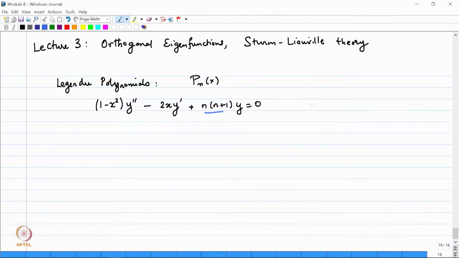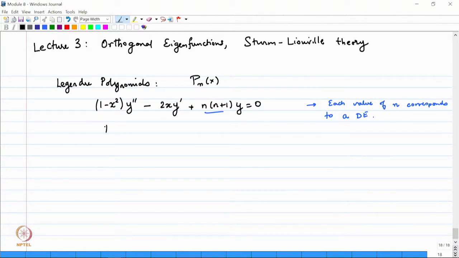Importantly, each value of n corresponds to a differential equation. And basically when you change your n, you get a new differential equation. But the nice thing is that the solutions of all these differential equations look very similar and they can be expressed in terms of these Legendre polynomials. And I'll just write the expression.